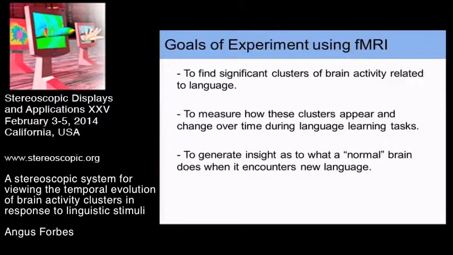So the goal of Elena Plante's experiments was to use fMRI to find significant clusters of brain activity related to language, and to measure how clusters appear and change over time during language learning tasks in order to generate insight as to what a normal brain does when it encounters new language, and hopefully provide information for maybe how to help or what areas to target in people who don't have normal language acquisition activity.